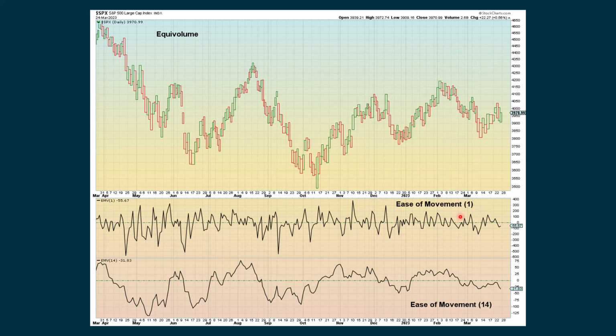The ease of movement, going back just one period to see if we've overdone it from one day to the next. But what I look at most is the 14 period, where this is more negative. We're below this zero line and actually declining. And then on top we have the equi-volume bars trying to take volume and price action together to give you a little more visual insight.